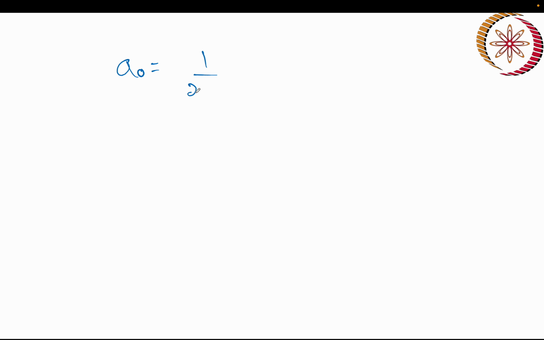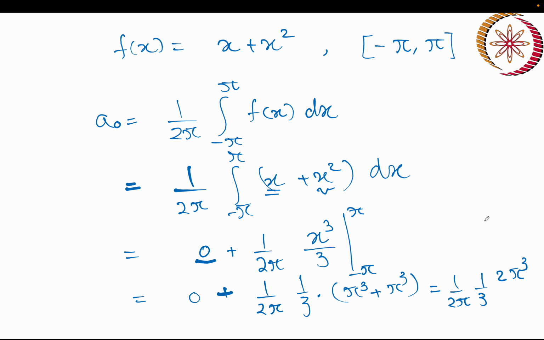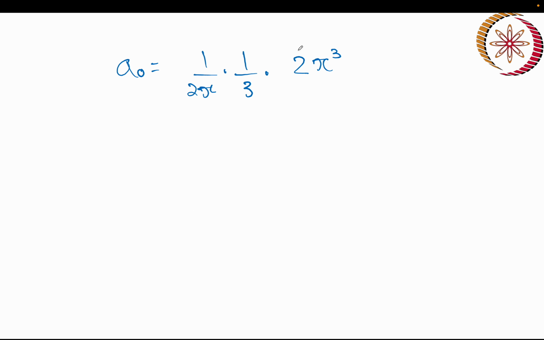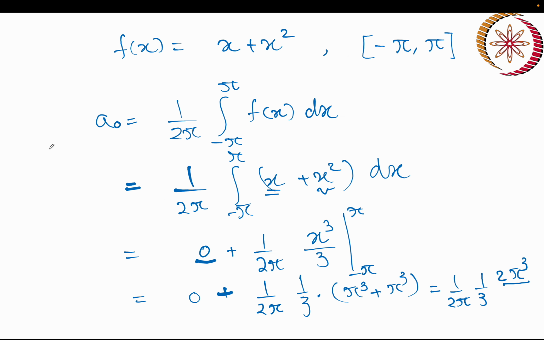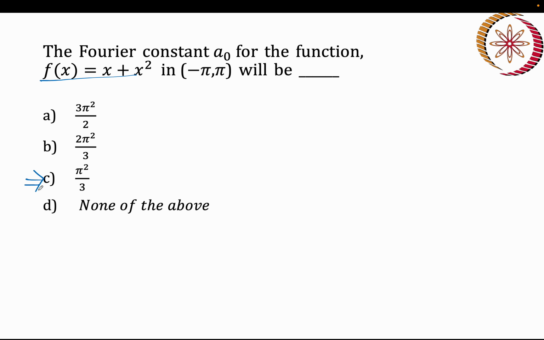So a0 is nothing but 1 upon 2 pi, 1 upon 3, 2 into pi cube. So this 2 and 2 will get cancelled, and one of the pi will get cancelled. It will be pi square by 3. So this is the a0. This was simple. So this is pi square by 3. Okay, so this is the correct answer.